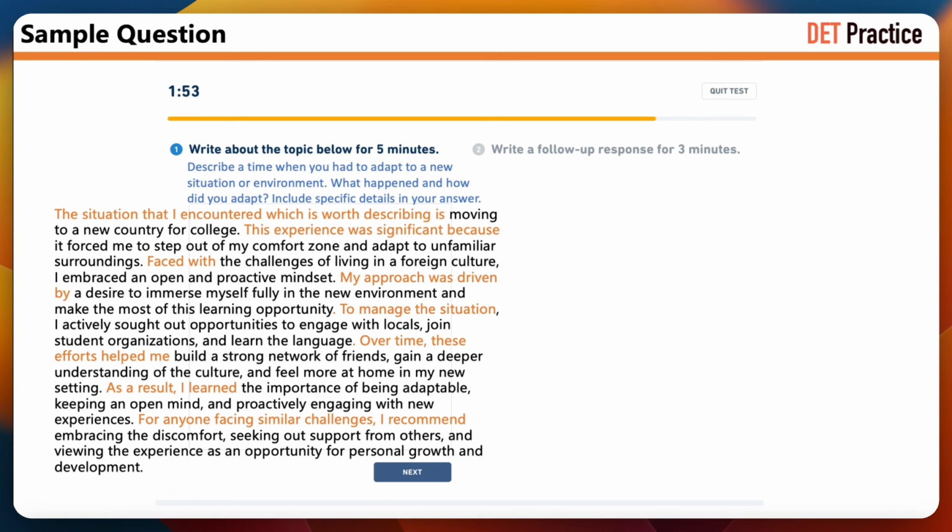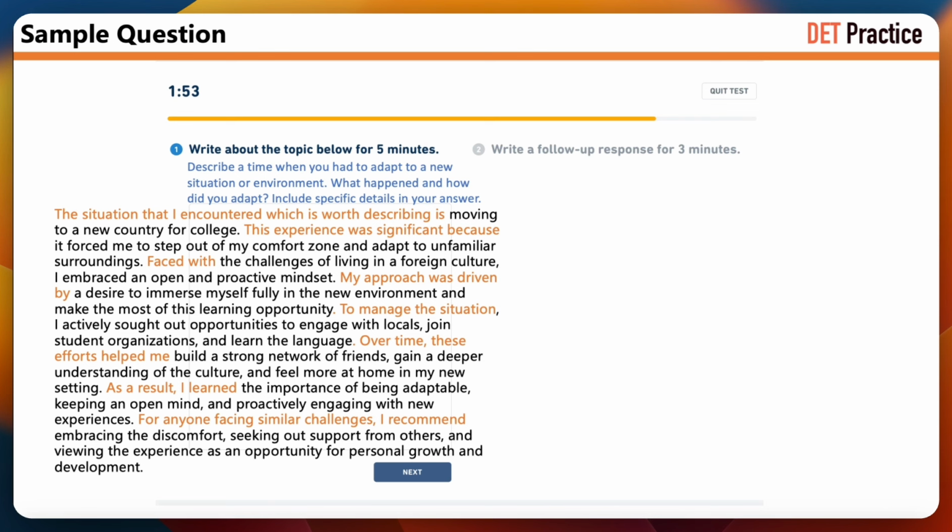Specific actions or reactions. The answer uses the phrase, "Faced with the challenges of living in a foreign culture, I embraced an open and proactive mindset." It then explains the motivation. "My approach was driven by a desire to immerse myself fully in the new environment and make the most of this learning opportunity." Detailed process and outcome.